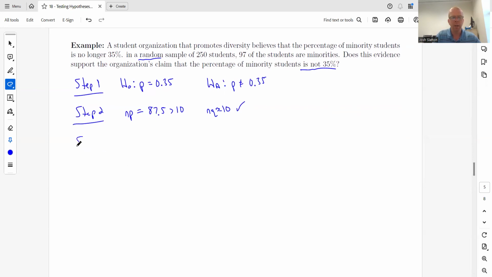Step 3, and all these steps, by the way, are going to be the same as the one alternative, except when we calculate the p-value, we're going to double it. And other than that, all the steps are the same.